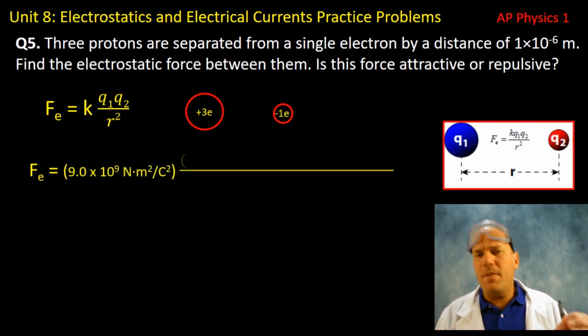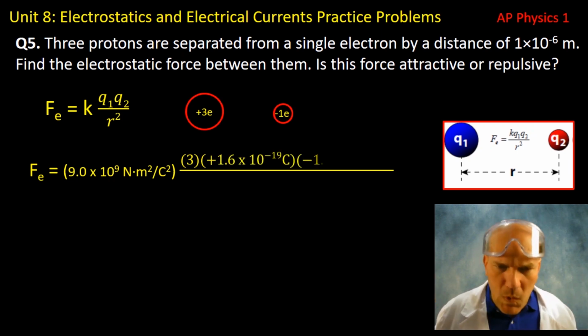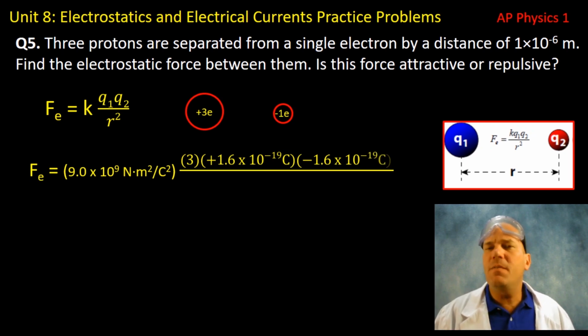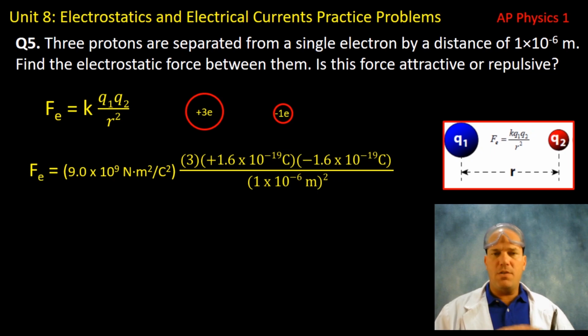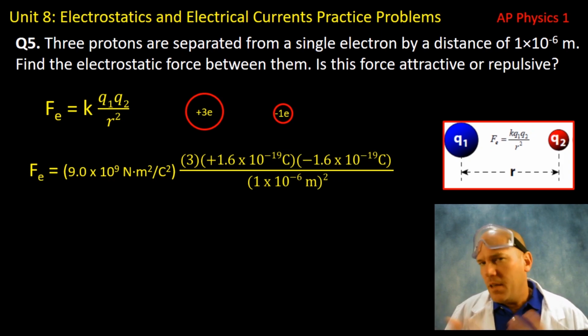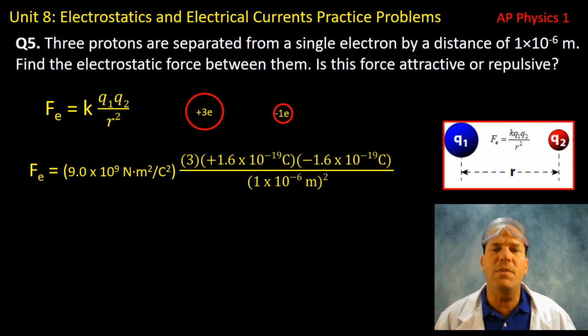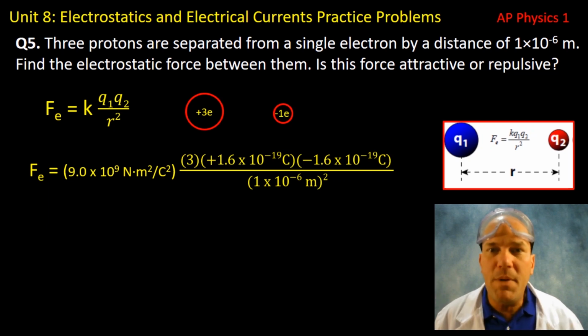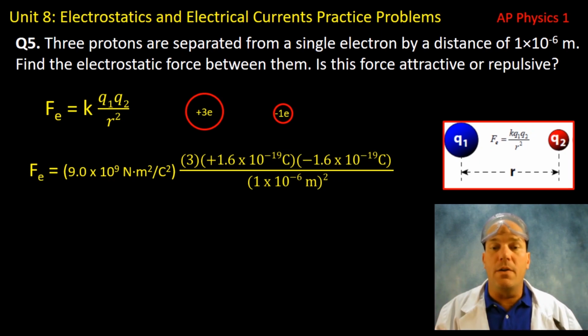Okay, so now we can start to put in numbers. We have the constant for Coulomb's law. We have a total of 3 positively charged elementary particles, each carrying a charge of positive 1.6 times 10 to the negative 19th. Then we have our electron. There's only one of them, and it has a charge of a negative 1.6 times 10 to the negative 19th coulombs. And that quantity is going to be divided by the distance between their centers squared.